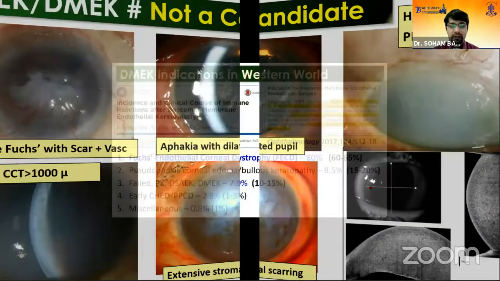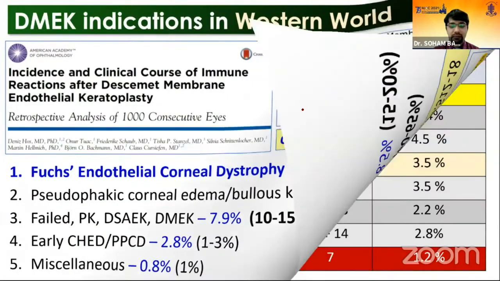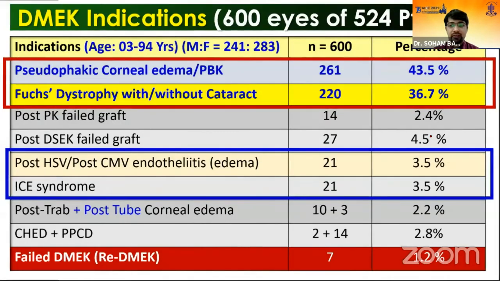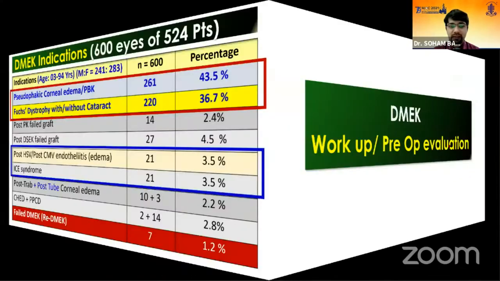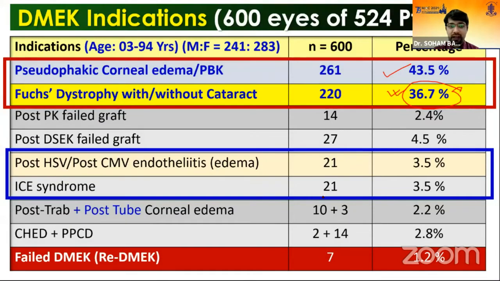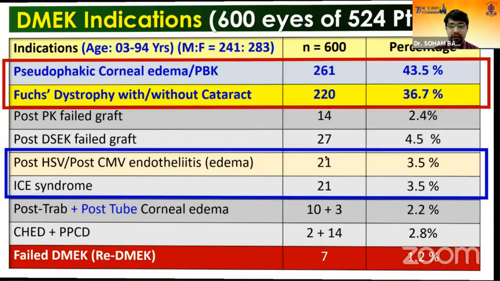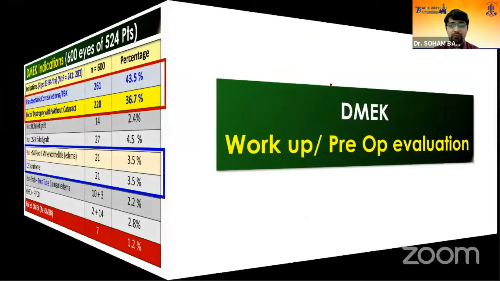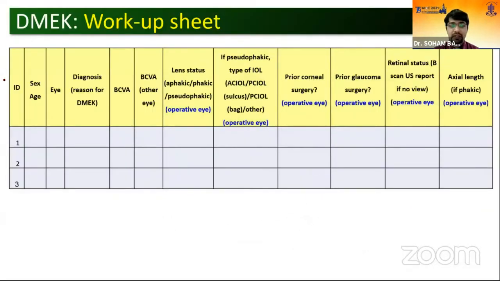If we look at our data in Disha Eye Hospitals, the most common indication is PBK, followed by FECD, which is slightly more than the rest of the country. Then we also do DMEK in a significant number of failed grafts, ICE syndrome, and post-viral endotheliitis.